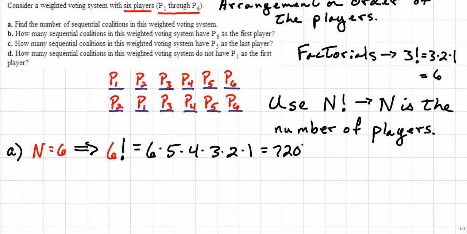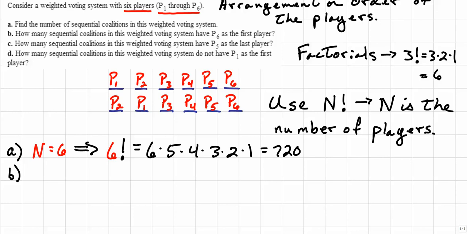Your calculator, if it is a good scientific calculator, should have a factorial button on it somewhere. Different calculators have them in different places, so you may have to read your owner's manual in order to understand exactly how to use that. Now let's look at part B.